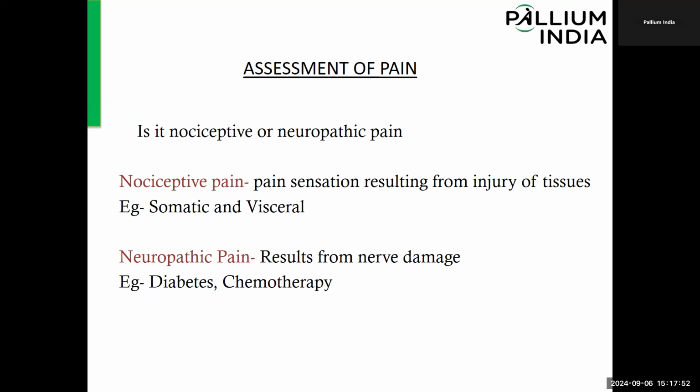The next one is neuropathic pain. It usually results from nerve damage, mainly in patients presenting with diabetes or chemotherapy. These patients usually present with neuropathic pain. In these cases, what they tell us is that it is a shooting pain, a lancinating pain, a burning type of pain. These are the words they use to describe neuropathic pain.